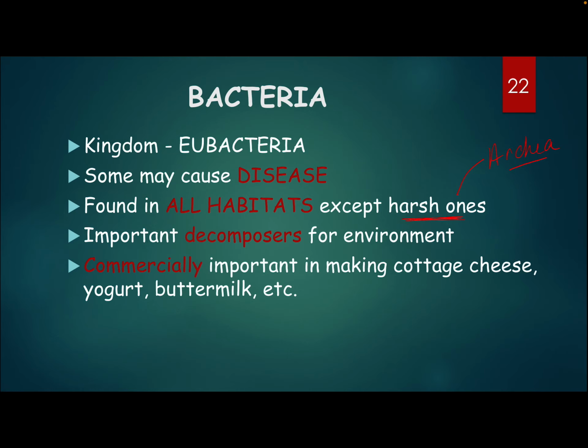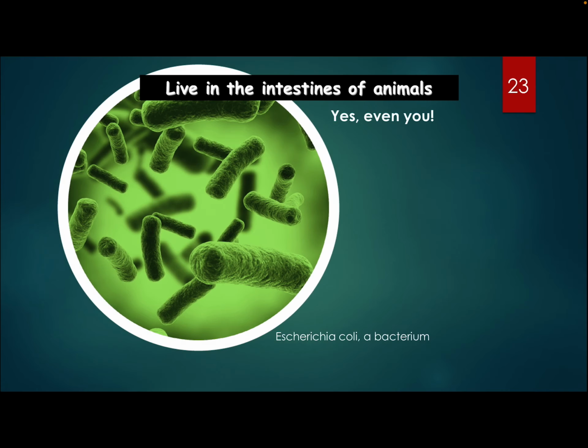Commercially, bacteria is important for making lots of things like cottage cheese and yogurt and buttermilk and things that are fermented, the kombucha and things like that that people drink these days, sauerkraut, all kinds of fermented things are made with bacteria. And these ones are actually your best friend. These are Escherichia coli. They live in your intestines and they help you break down your food.